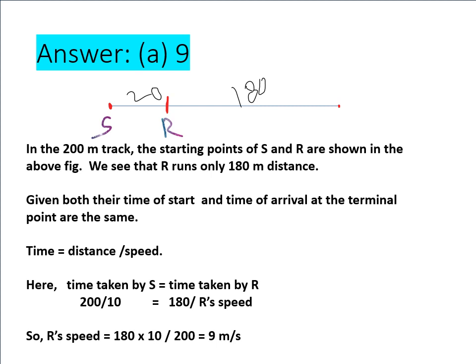Now recall the formula: time is equal to distance by speed. Therefore, time taken by S is equal to time taken by R. That is, 200 meters by 10 meters per second is equal to 180 meters by R's speed. Solving the equation, we see that the speed of R is 9 meters per second. And the option is A.